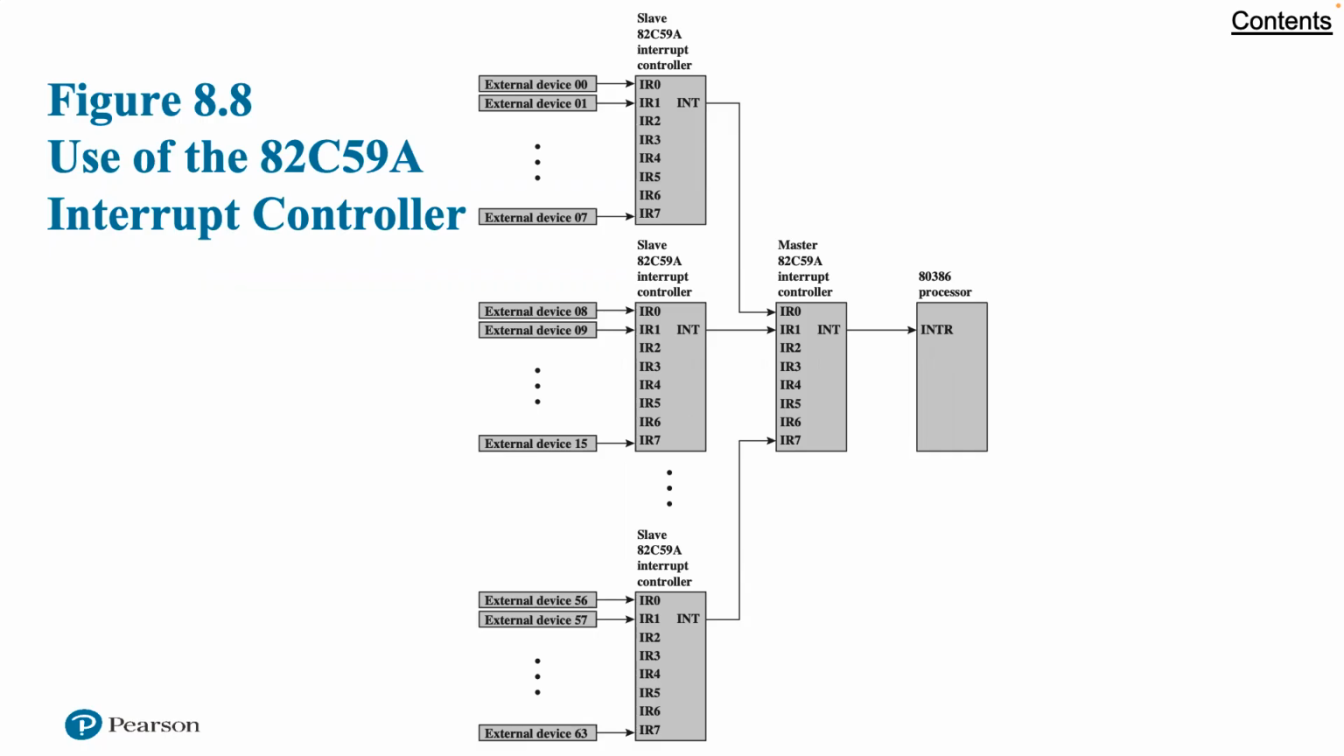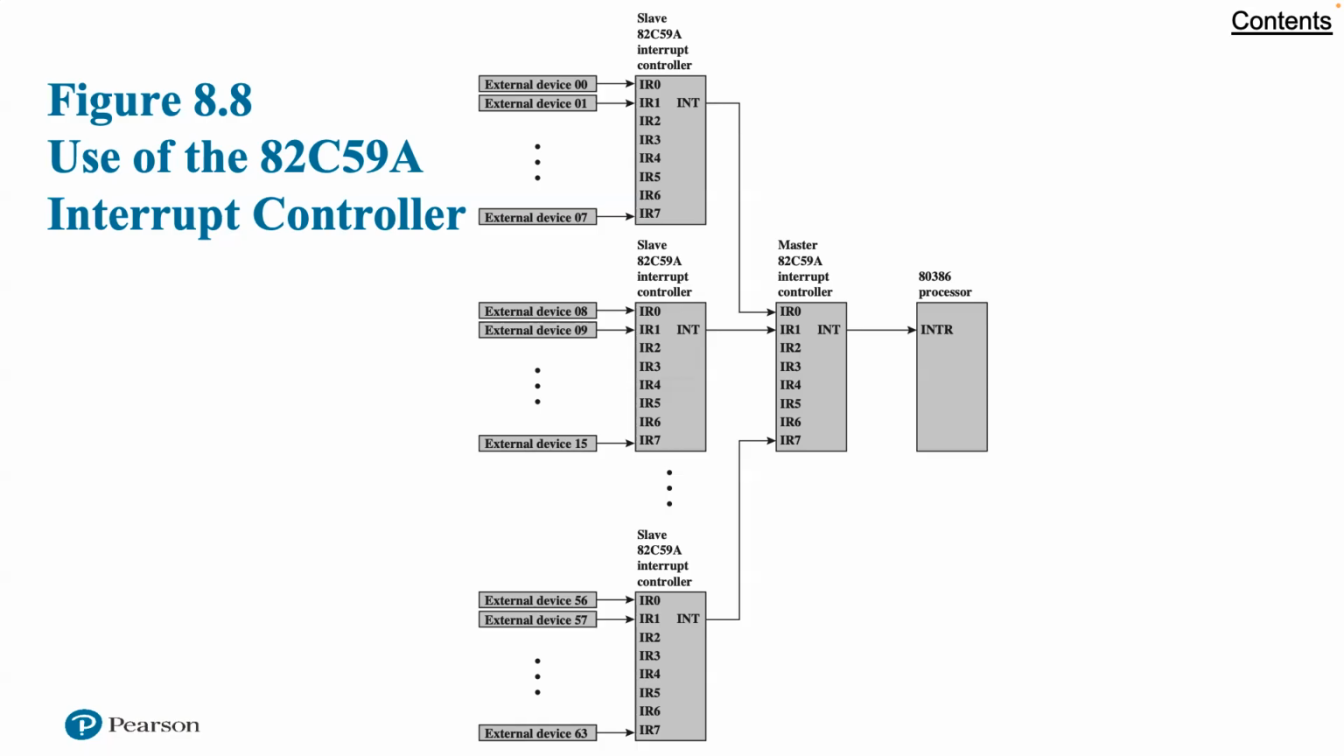A single 82C59A can handle up to 8 modules. If control for more than 8 modules is required, a cascade arrangement can be used to handle up to 64 modules. The 82C59A's sole responsibility is the management of interrupts. It accepts interrupt requests from attached modules, determines which interrupt has the highest priority, and then signals the processor by raising the INTR line. The processor acknowledges with the INTA line.